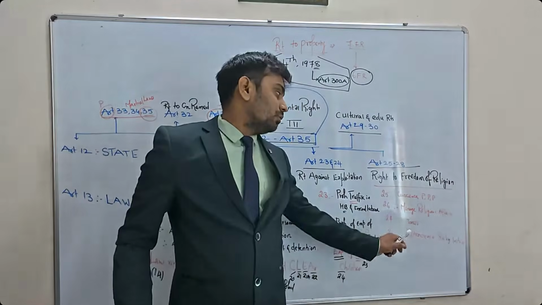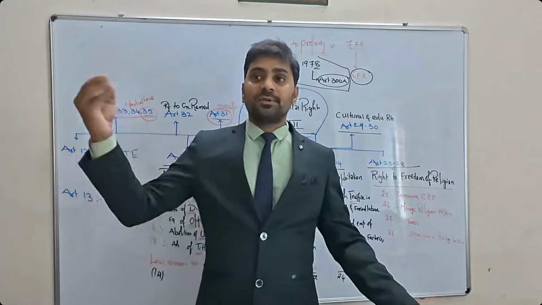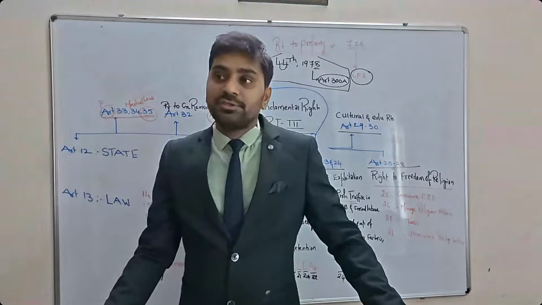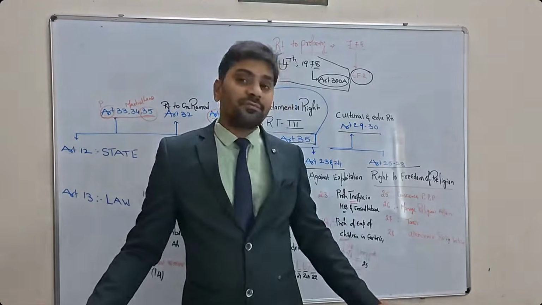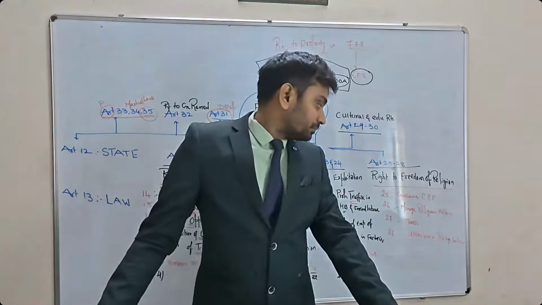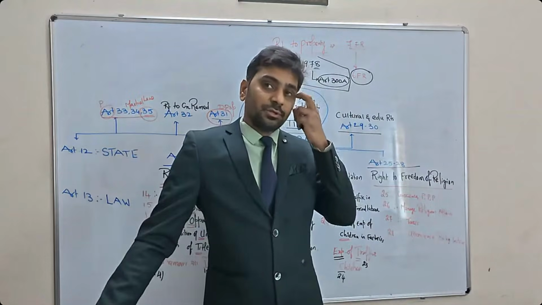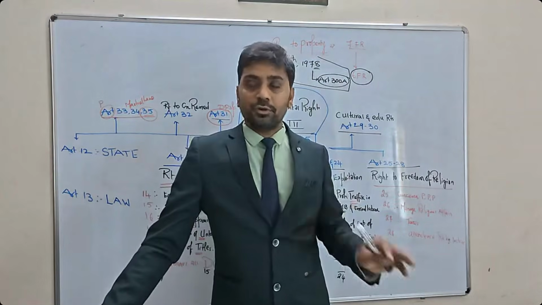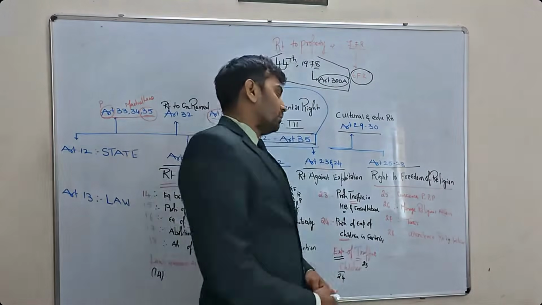So you have these: freedom of conscience, freedom to profess, practice, and propagate one's own religion. The next one is freedom to manage one's own religious affairs, then freedom from payment of taxes, and the last one is freedom from attendance at religious instructions. If some religious instructions are given, I have the freedom whether to follow them or not. So how to remember?